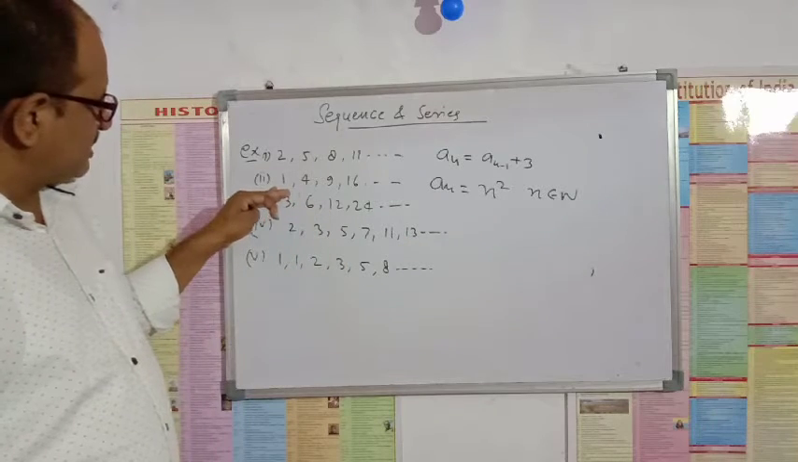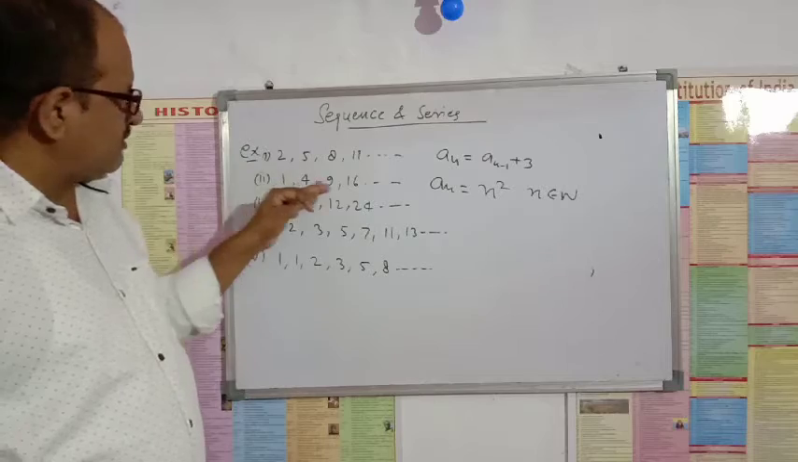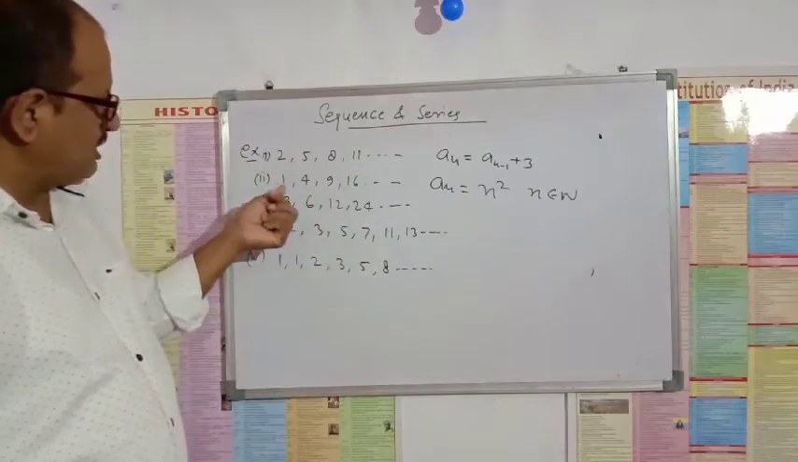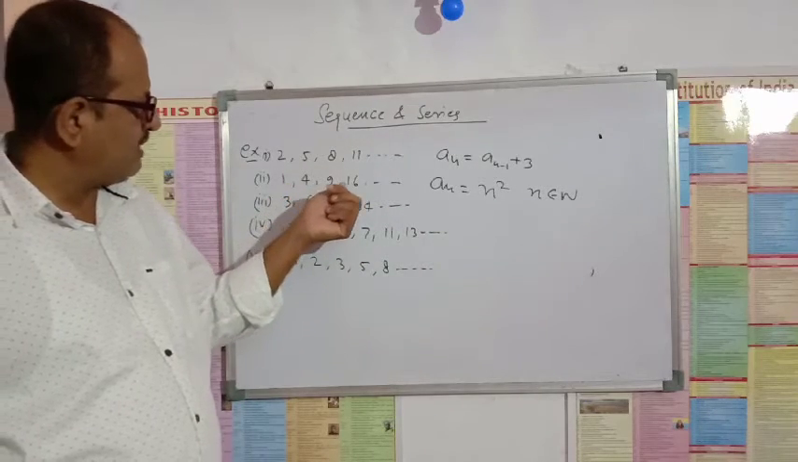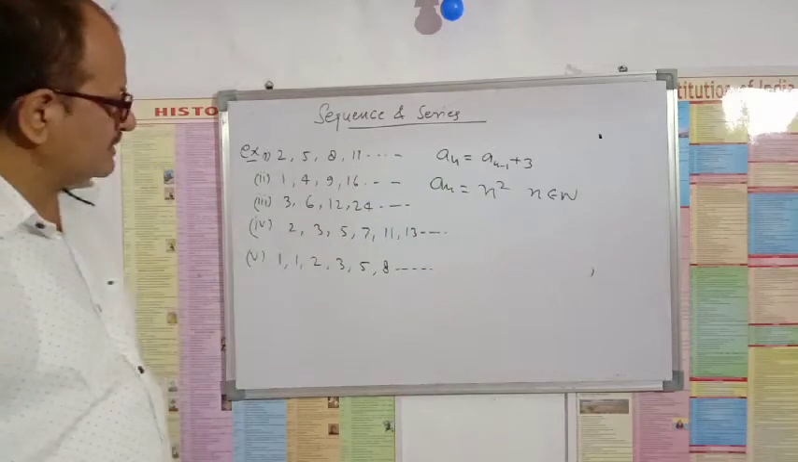Means it is the sequence of squares of the natural numbers. Natural numbers start from 1. So 1 square is 1, 2 square is 4, 3 square is 9, 4 square is 16. The next term will be 5 square, after that 6 square, like this.